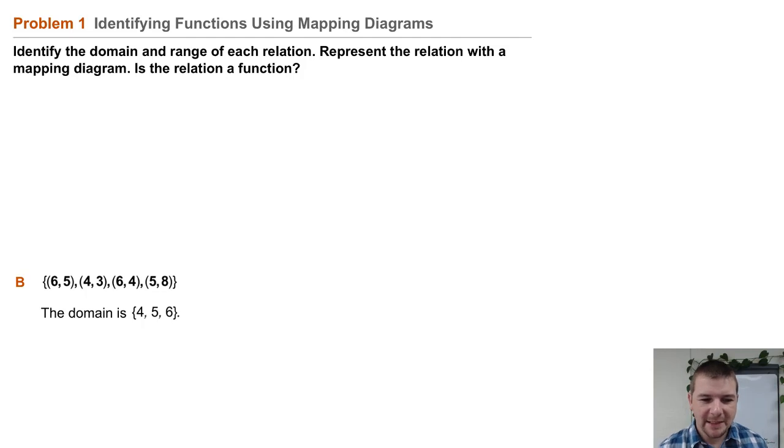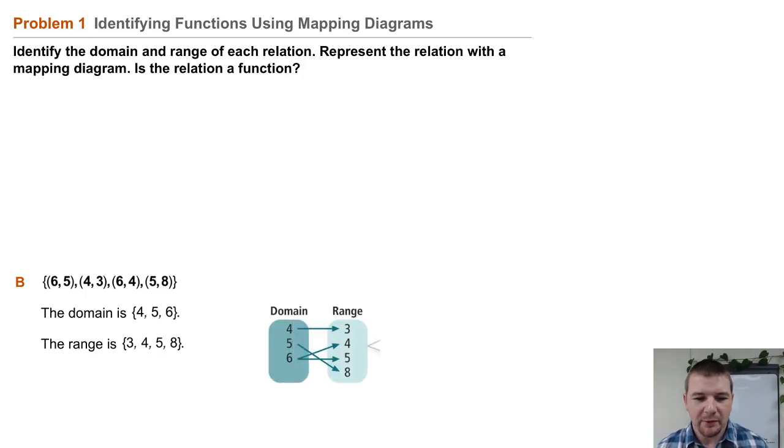Even though 6 is an x value in our ordered pairs twice, it's only included once when it's listed in the domain. The same would be true for any values that were repeated in the range. All right, the range of this relation is 3, 4, 5, and 8, just the y values.